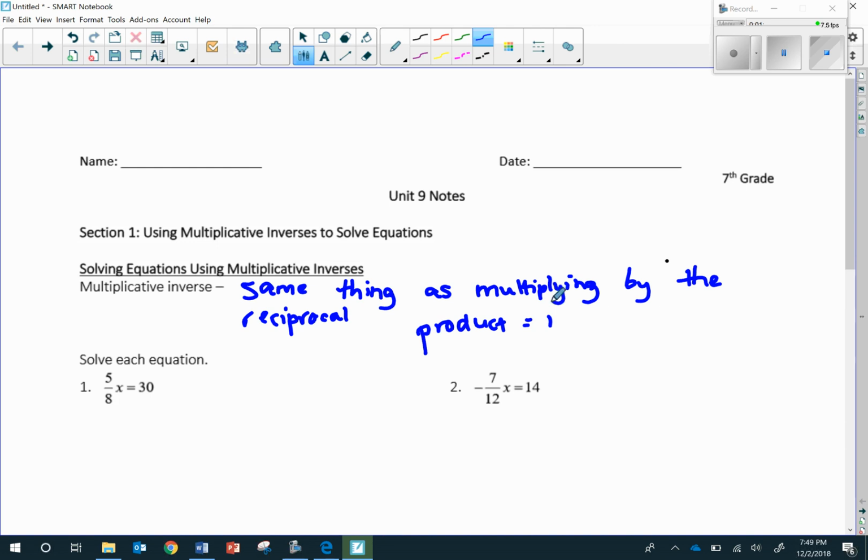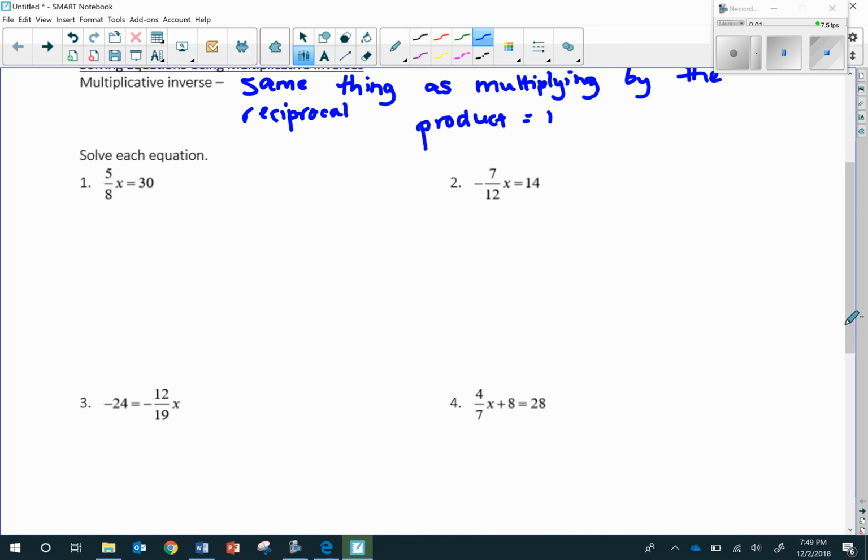We have 5/8 x equals 30. To make life a little easier, I'm going to rewrite my equation. So 5/8 x equals 30. Now, we know the reciprocal or multiplicative inverse of 5/8 is 8/5. So I'm going to go ahead and multiply each side by that. Remember, whatever I do to one side of the equation, I must do to the other.